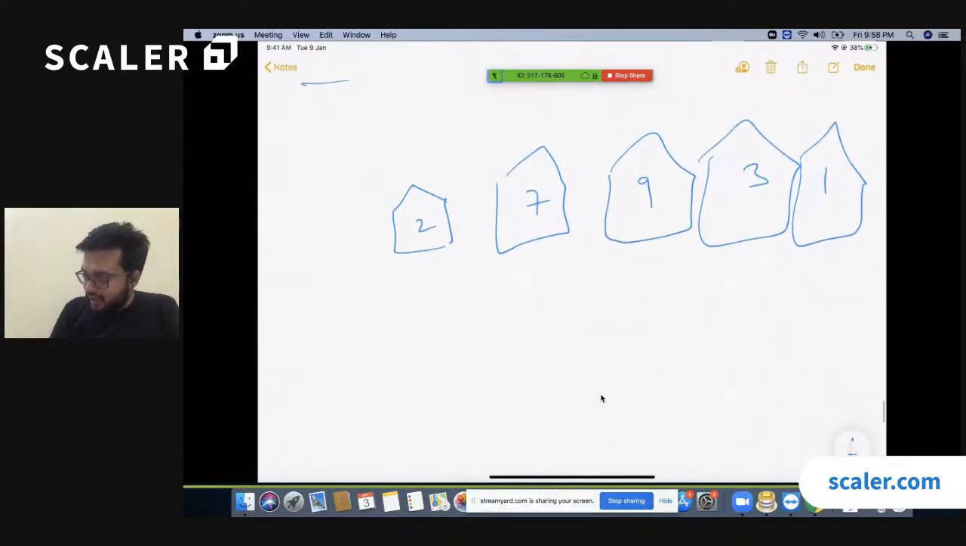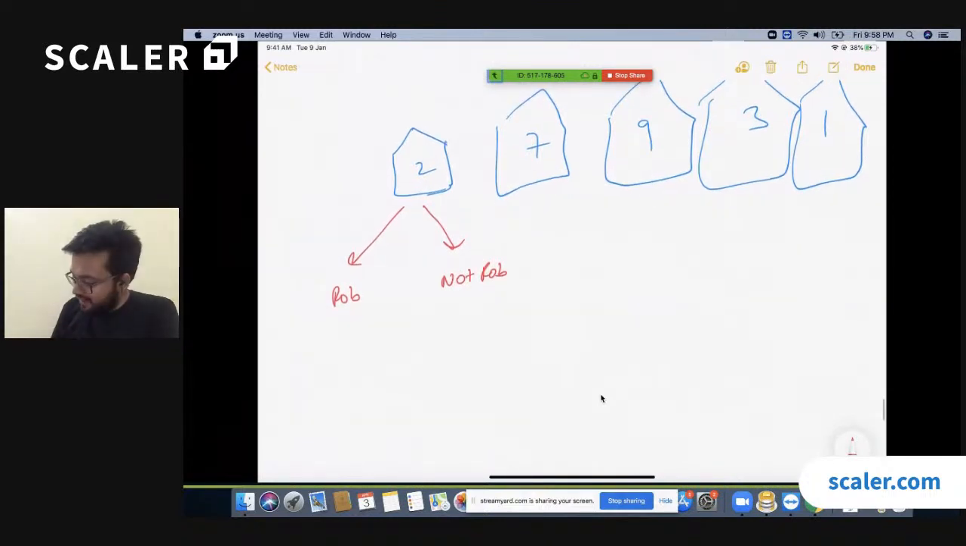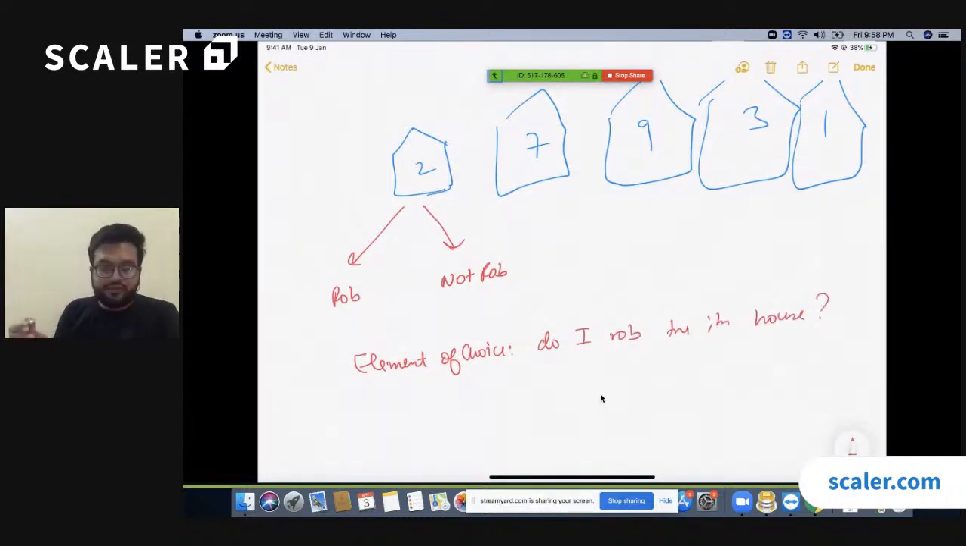So let's say at the first house, I have 2 options, either to rob it or to not rob it. So what is the element of choice that I have? The element of choice is, do I rob the ith house or not? And I start with the first house. So I have 2 options, either to rob it or not rob it.